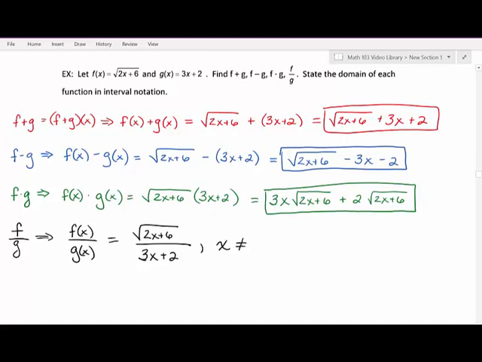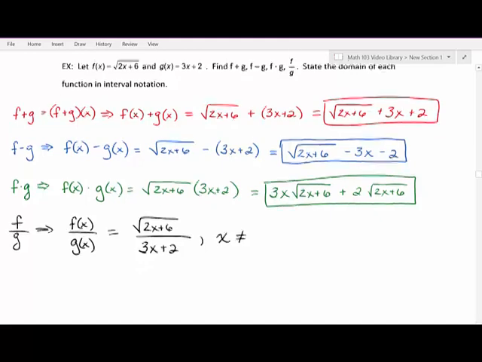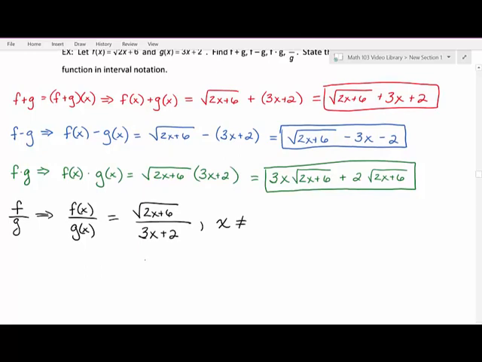To identify the values of x that must be excluded, remember that we set the denominator equal to 0, solve, and then that's what we exclude.